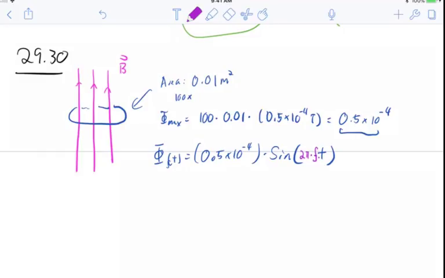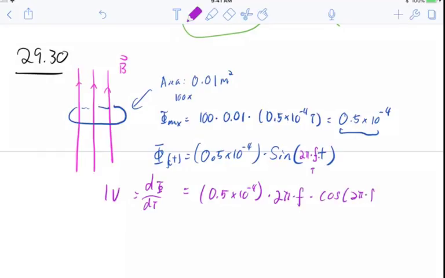I want the time derivative of this. I want d phi by dt to equal 1 volt. That's the question. How fast do I have to spin it? What does f have to be? If you take that time derivative, you get 0.5 times 10 to the minus 4 times 2 pi frequency times cosine 2 pi frequency times time. So in order for this maximum to be 1, these need to cancel out. So the frequency would have to be 1 over 2 pi times 0.5 times 10 to the minus 4.